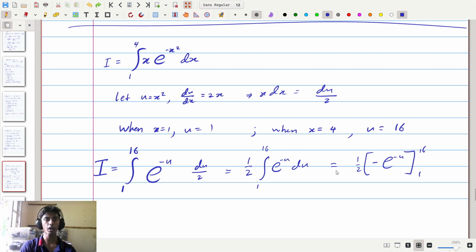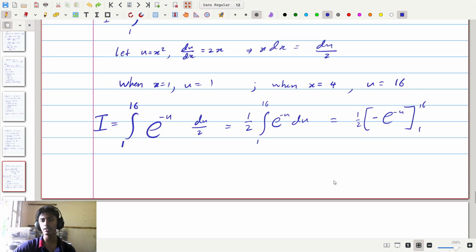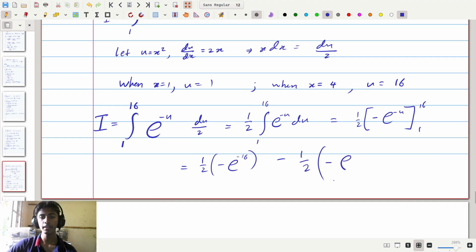Now then, for our final step to find the area under the curve here, all you need to do is substitute the value of 16 and from that subtract the value when u is equal to 1. Doing so, we get half times negative e to the power of negative 16 and then minus the lower limit, which is going to be negative half of negative e to the power of negative 1, and that's our answer. Now then, here we can see that this negative and this negative cancel to give us a positive.